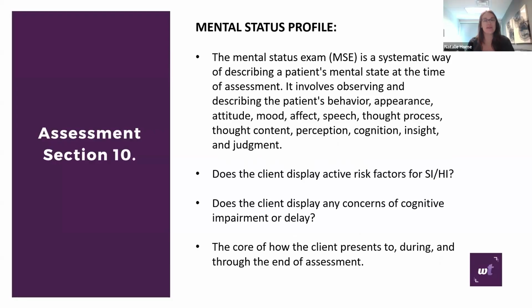And then we're going to go into the mental status profile. And although it's a discrete section, this is something that we're assessing for throughout the entire assessment. So here we are describing how the client is presenting to us throughout the entire assessment, from their behavior, appearance, attitude, mood, speech, thought process, cognition, insight, and judgment, as well as kind of going back to those things we talked about. What are their protective factors and what are the risk factors for things like suicide or homicide, and any concerns with cognitive impairment or delay.